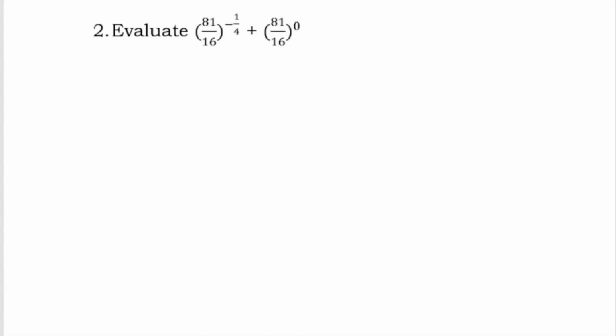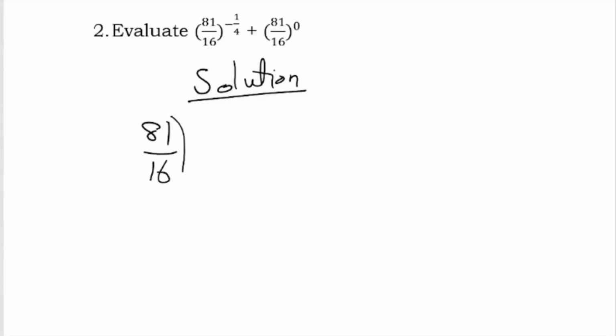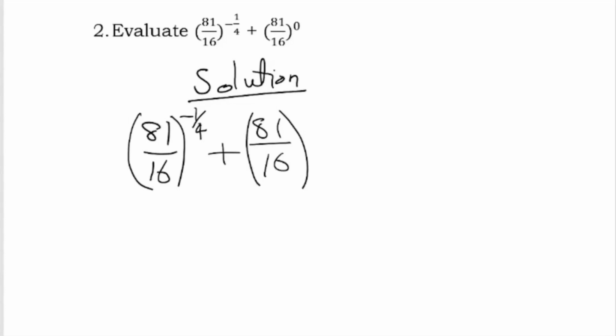The second one: evaluate. This is going to be a little bit interesting because you need to be very careful how you handle it. We are given 81 over 16 to the power negative 1 over 4, plus 81 over 16 to the power 0.